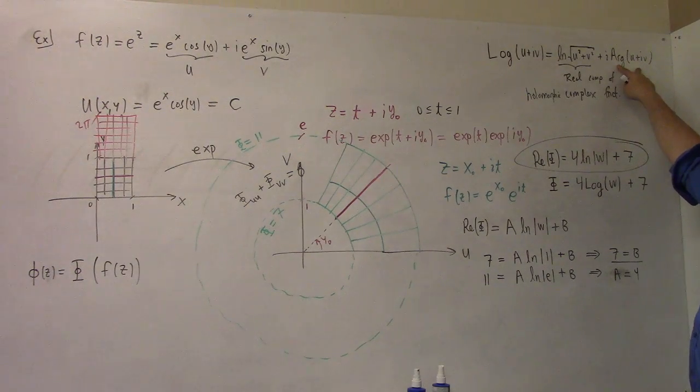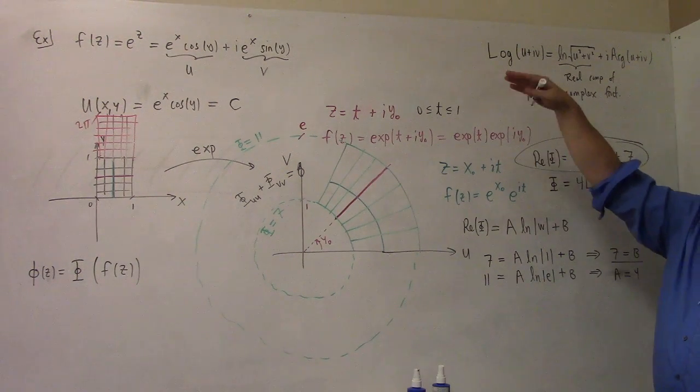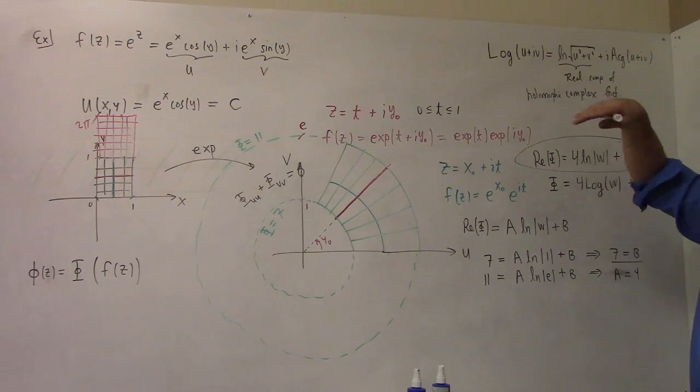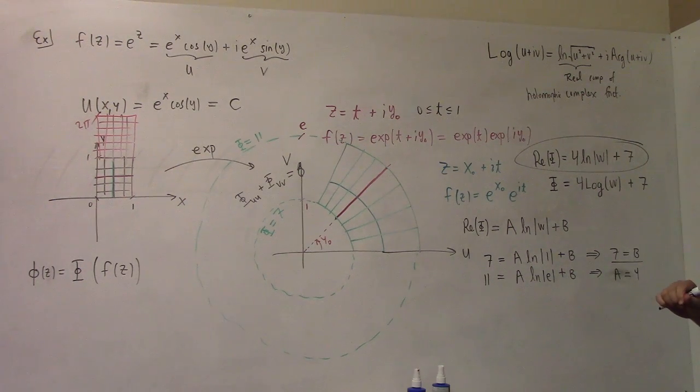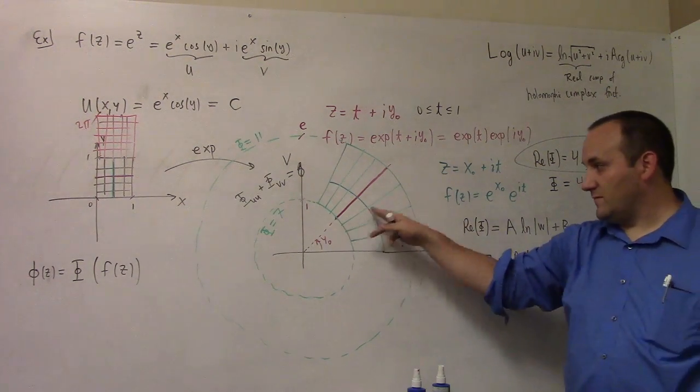But anyway, it does not have the 7 and 11 boundary conditions, right? That's not the case, but it actually is, of course, it's actually constant on rays for what it's worth.